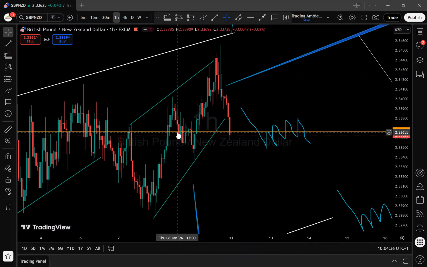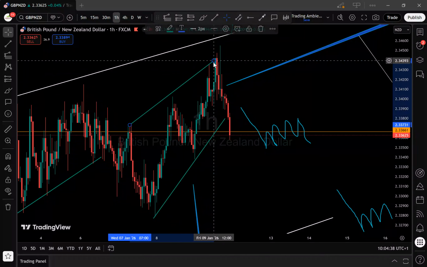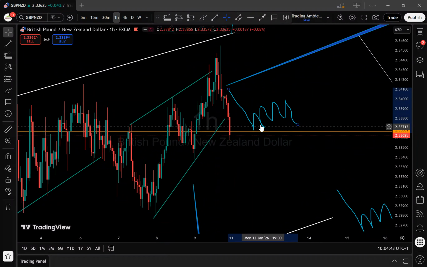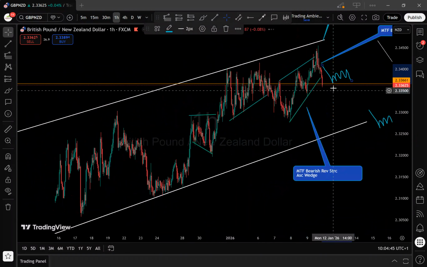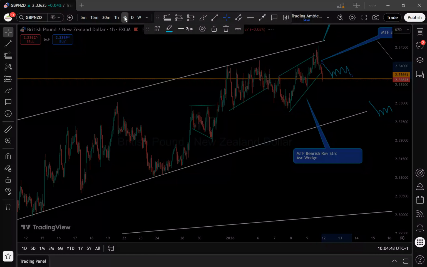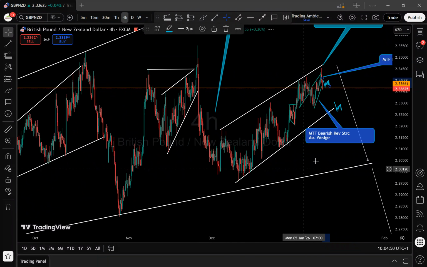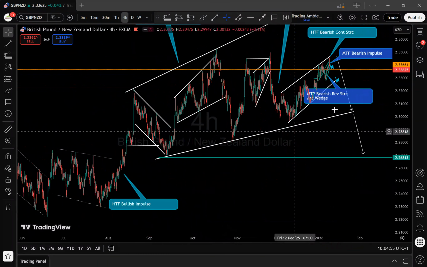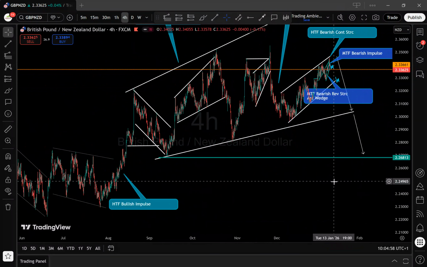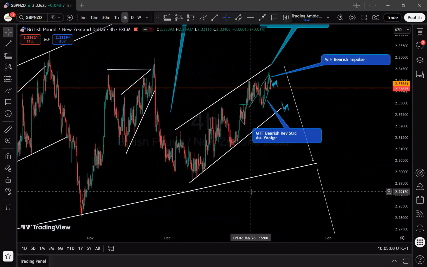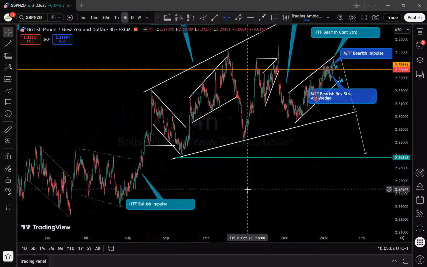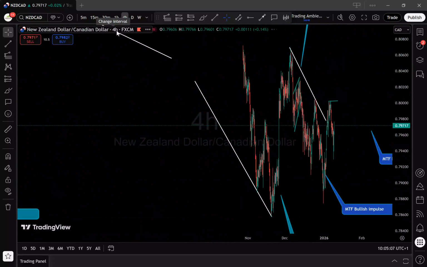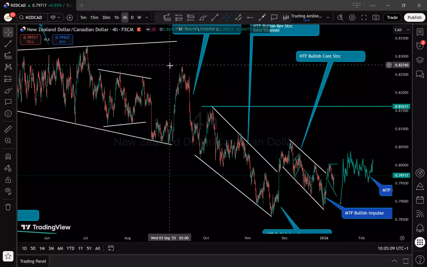So with this wedge now, I'm looking forward to see a bearish continuation after the price has printed this bearish impulse, to join the impulsive phase right down to the bound of this overall structure, or to the low of this structure on GBP New Zealand dollar.